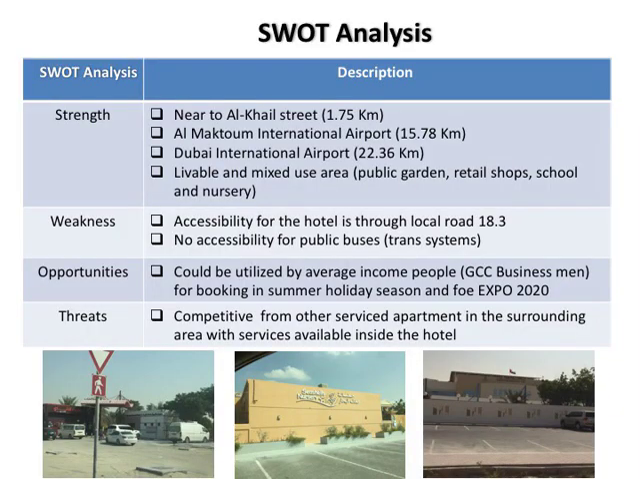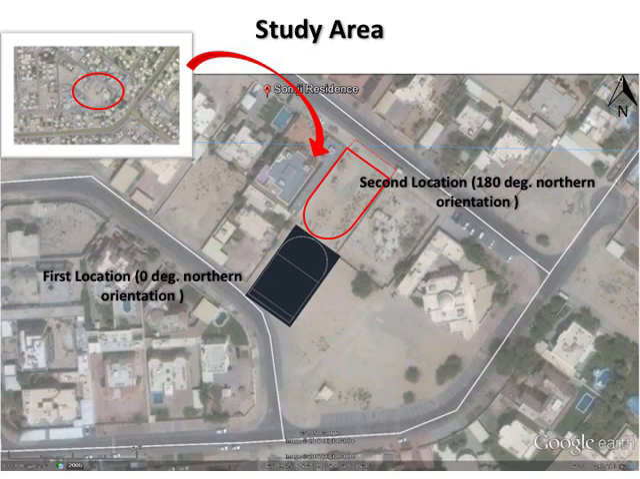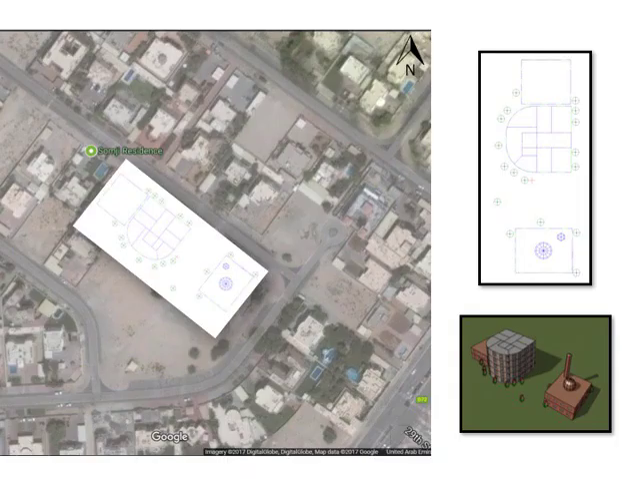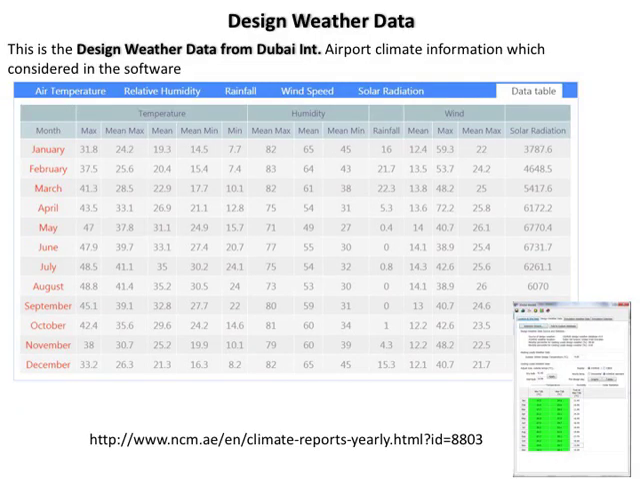Hence, it's considered a livable area for the local community. For the studying area, the first location selected is within 0-degree northern orientation, while the second one is with 180-degree northern orientation. This is the design weather data from Dubai International Airport climate information, which was considered in the software.